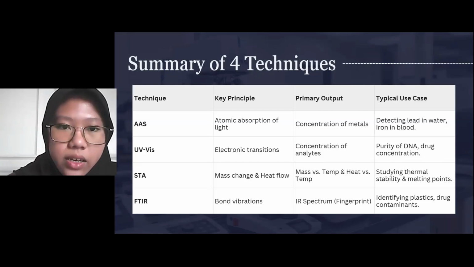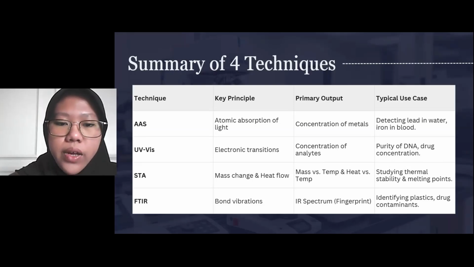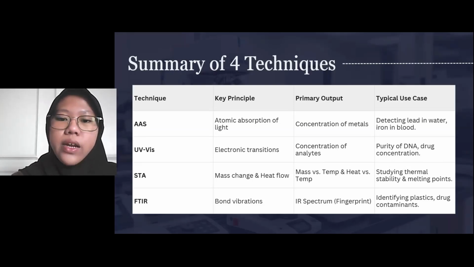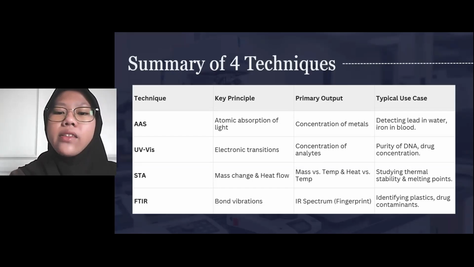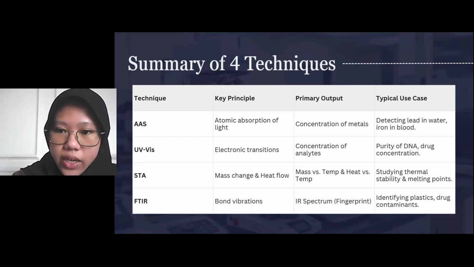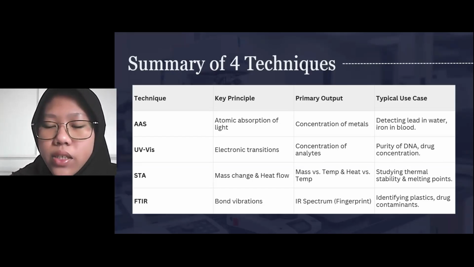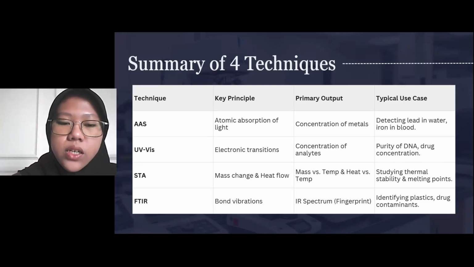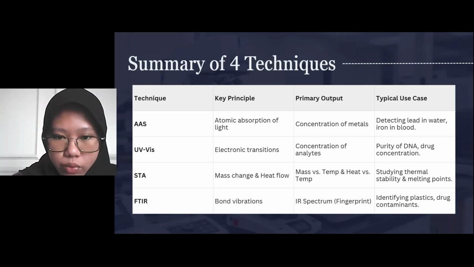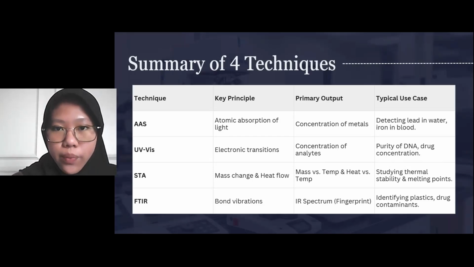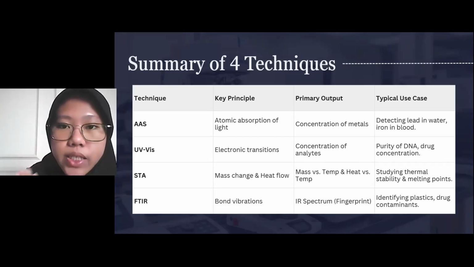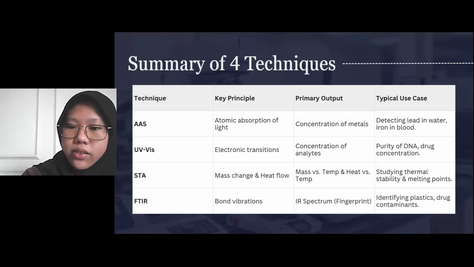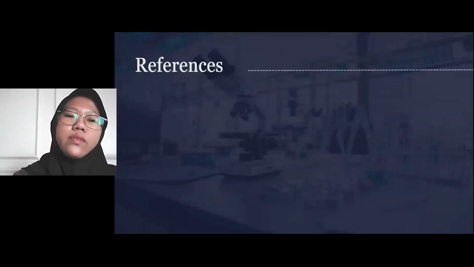Third, STA, with key principle of mass change and heat flow, primary outputs being mass versus temperature and heat versus temperature. Typical use cases are to study thermal stability and melting points. Lastly, FTIR. Its key principle is bond vibrations, with output primarily in an IR spectrum or fingerprint. Typical use cases are identifying plastics or drug contaminations.